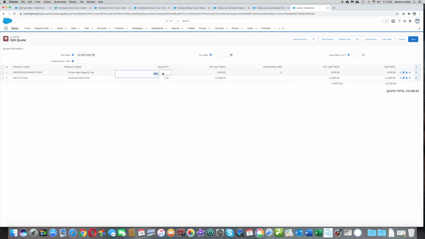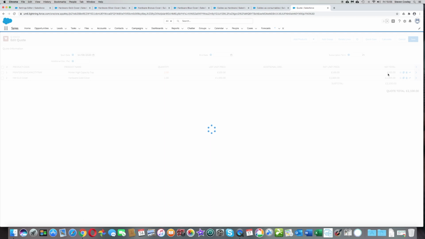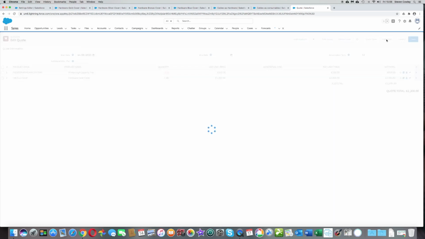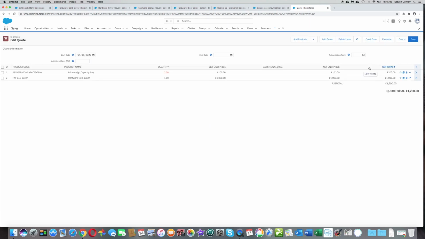You can see if I change the quantity of print trays and calculate out the quote, it changes the total price for the trays. It doubles it to £200, but the price of the cover stays the same at £2,000. If I drop the term back down to 1 year, you can see that drops down to £1,000. So that's the simplest subscription product you can have, where the price is fixed.